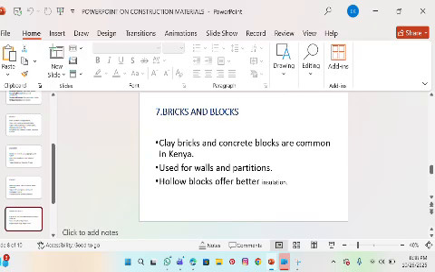Let's go to another category, which is bricks and blocks, where we have the clay bricks and concrete blocks that are majorly common in Kenya, and they are used for walls and partitioning. Hollow blocks offer better insulation. In your WhatsApp group, I had sent those categories of construction materials in soft copy. So make sure you go through them and understand well how they look.